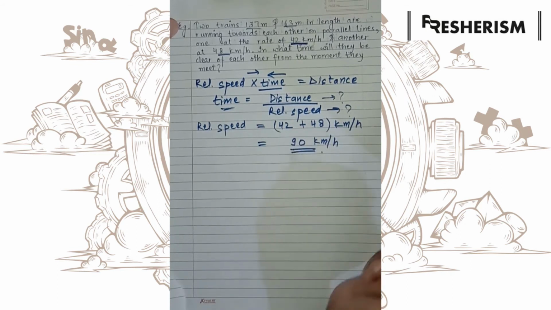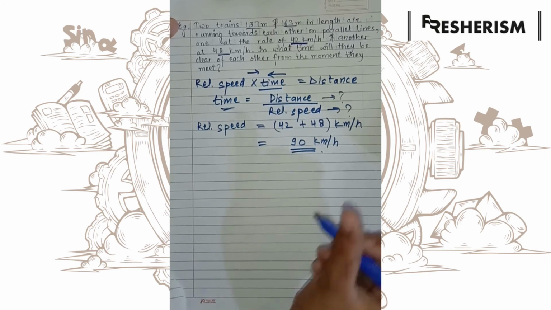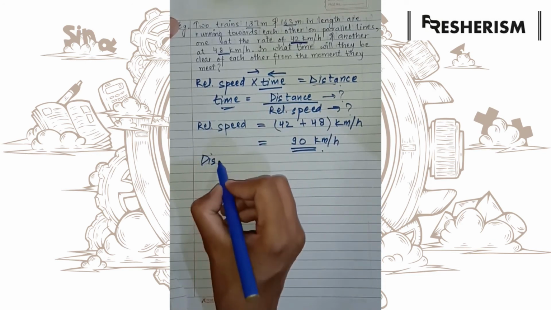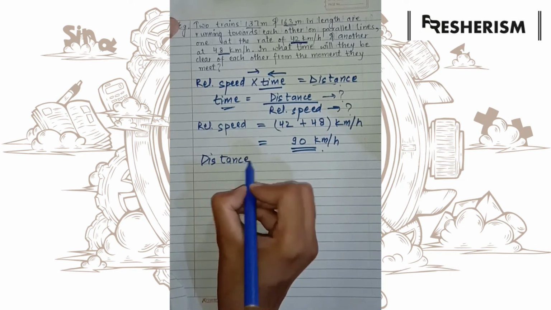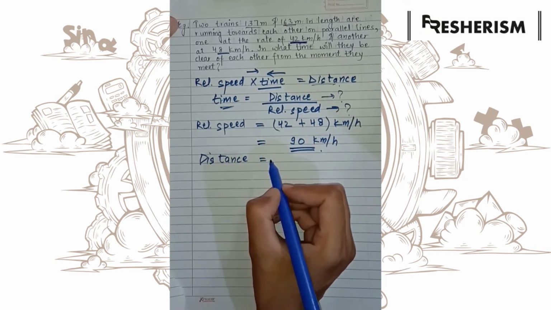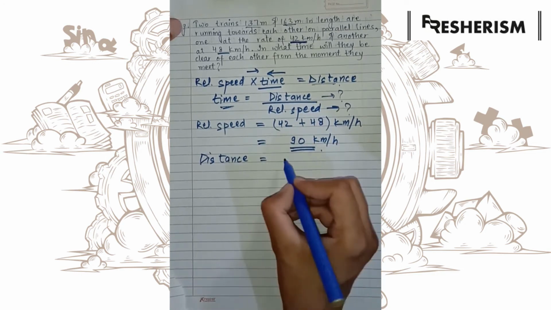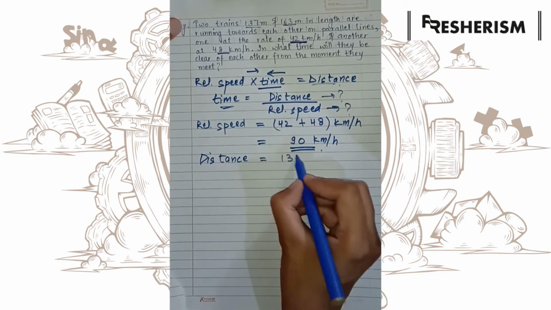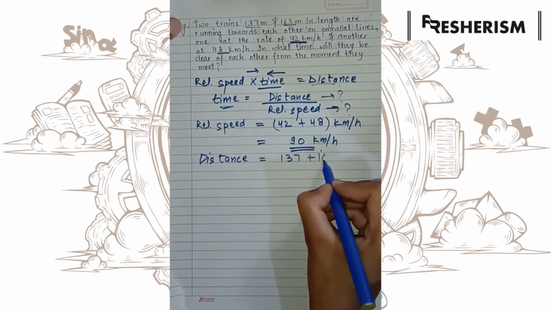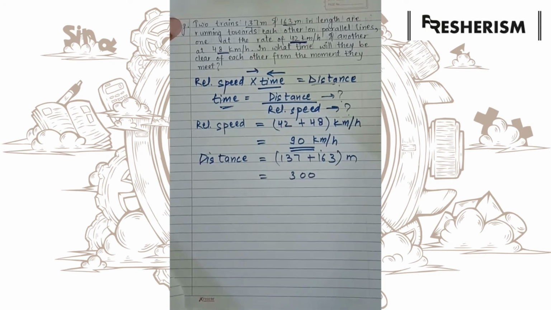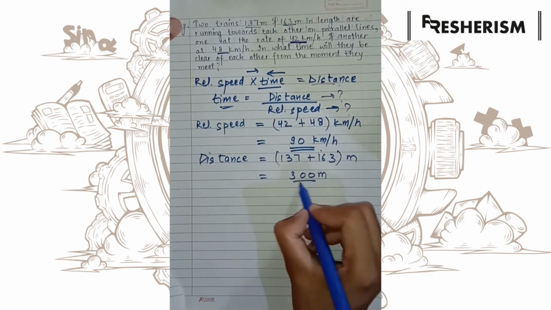So this is the relative speed, and we have to find out the distance, and distance we know is equal to the sum of the lengths of the object and the train. In this case the object is also a train, so the length is 137 meters plus 163 meters, which will be equal to 300 meters.